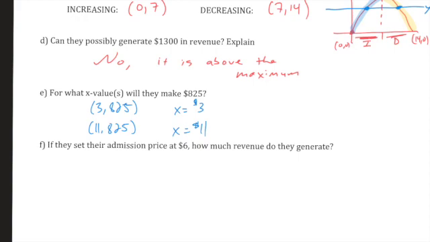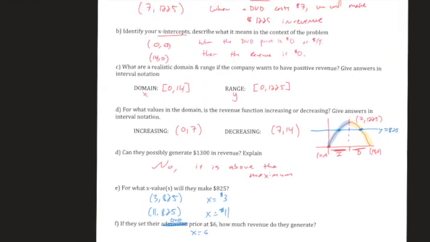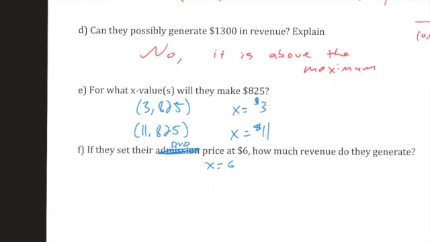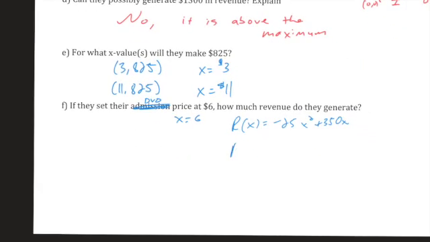And then finally, if they set their DVD price at $6, so again, x is equal to 6. Looking at it, I've got to plug 6 into that original. So if r of x equals negative 25x squared plus 350x, I go ahead and plug that in. R of 6 equals negative 25 times 6 squared plus 350 times 6.